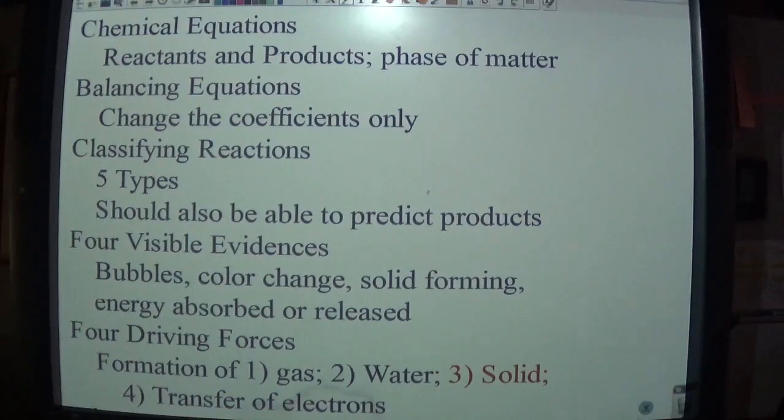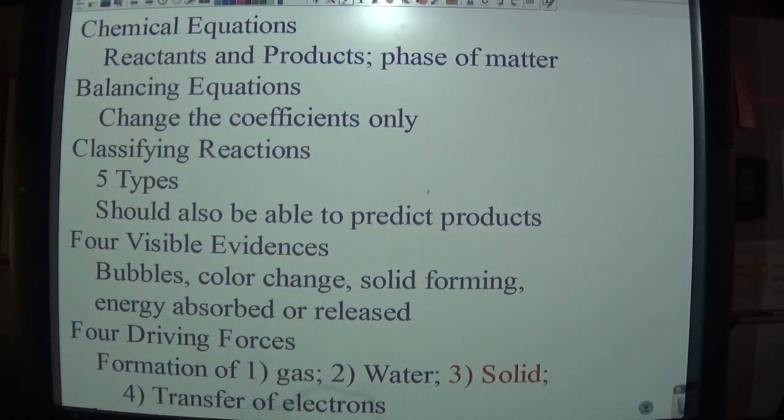You should know how to balance an equation. You have to have a properly written chemical formula for all of the reactants and products, and the only thing you're allowed to do is change the coefficient. That is the only thing you can do. You cannot change the formula. You can't put anything else in. You can only change the coefficients.